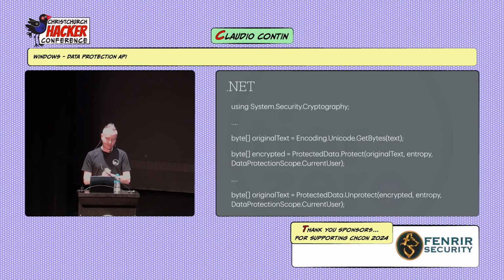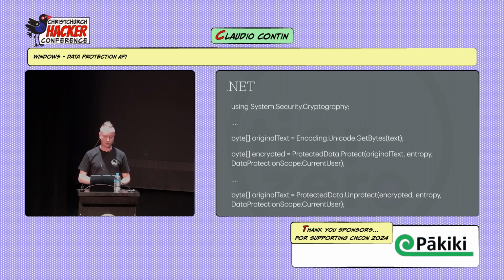If you're writing .NET, you can also use the DPAPI by importing the System.Security.Cryptography namespace. Literally the only function you need to know to encrypt data using the DPAPI in .NET is ProtectedData.Protect. You pass the bytes of, in this case, text as an input. You pass the entropy, which is not compulsory, so you can specify entropy to add complexity to the encryption. And to unprotect the data, you call ProtectedData.Unprotect and pass the encrypted blob as input.